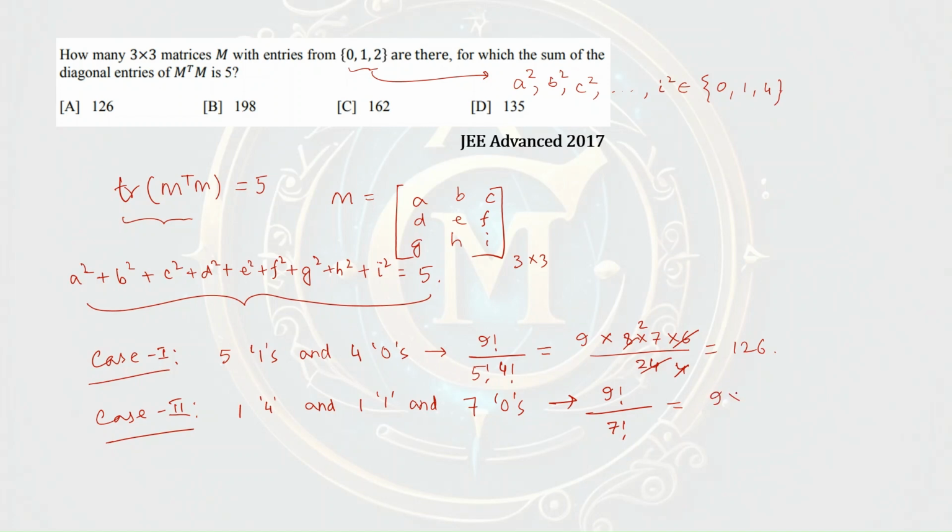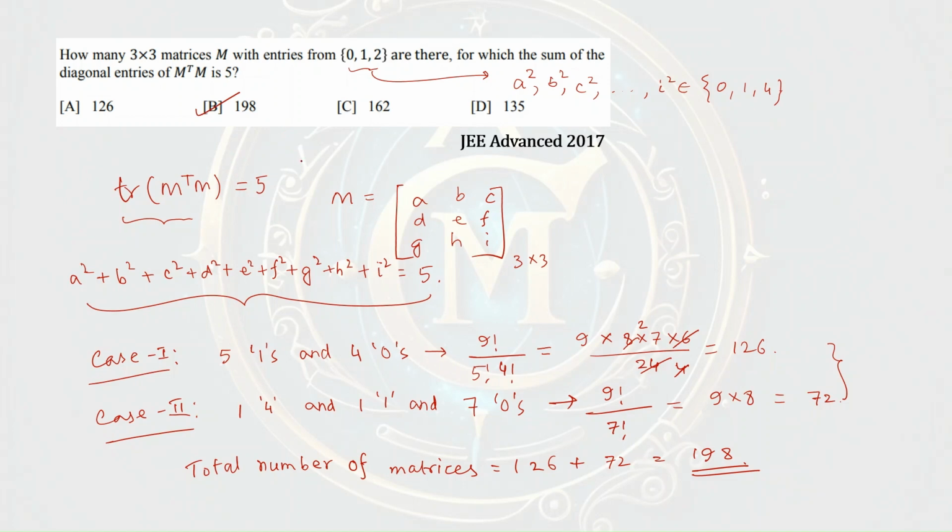And similarly it is equal to 9 into 8, so it is equal to 72. And the total number of ways, that is the total number of matrices M with entries from this set, we can write as simply the sum of the number of ways of these two cases. That means it becomes 126 plus 72, so 198 is the correct answer. That means option B is the correct option.